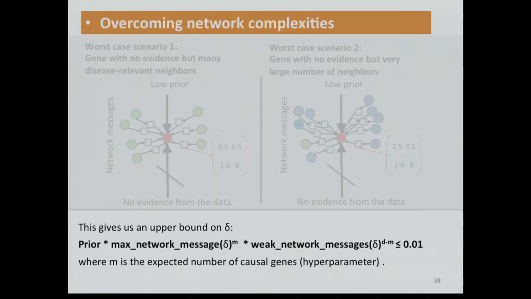And we have some very, very low prior over all the genes to be on. Then we have the max network messages, which are the scenarios where the genes that are on are trying to propagate this information in the disease mechanism to their neighbors, and the weak network messages where they are not on. D is the degree of the node that it's propagated to, and M is the putative size of the mechanism that we assume.